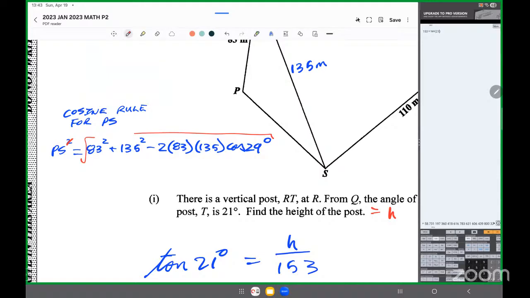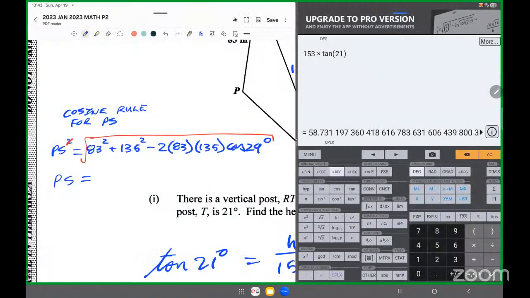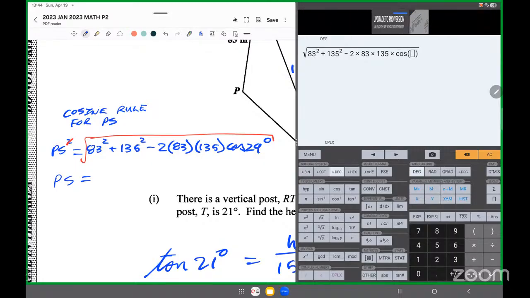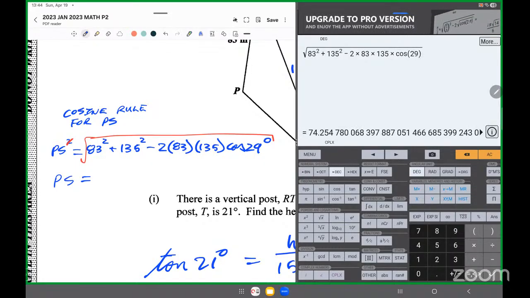So we can do one calculation and get the PS that way. So calculate the PS with one calculation here. It becomes the square root of 83 squared plus 135 squared minus 2 times 83 times 135 times cosine of 29 degrees. I'm getting 74 meters. Let's put it back in meters. Everything is to the nearest whole number, 74 meters.